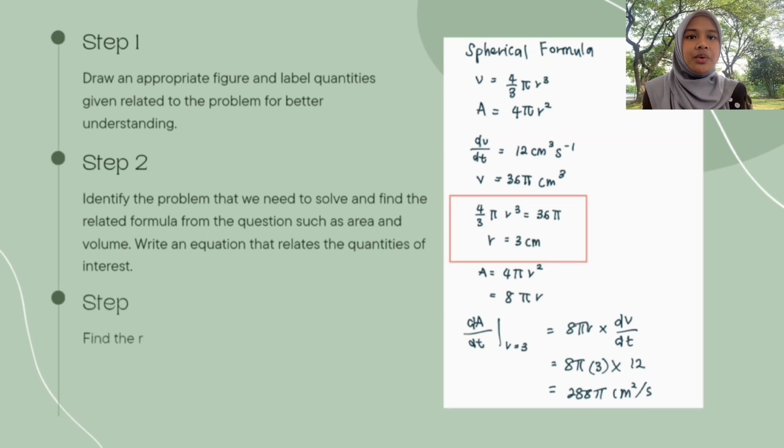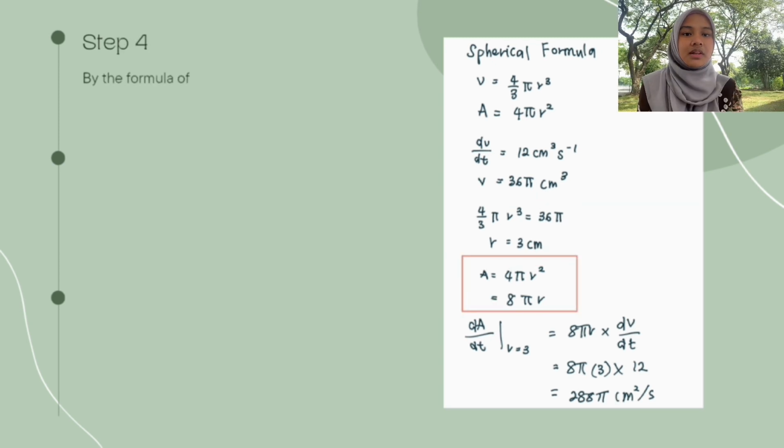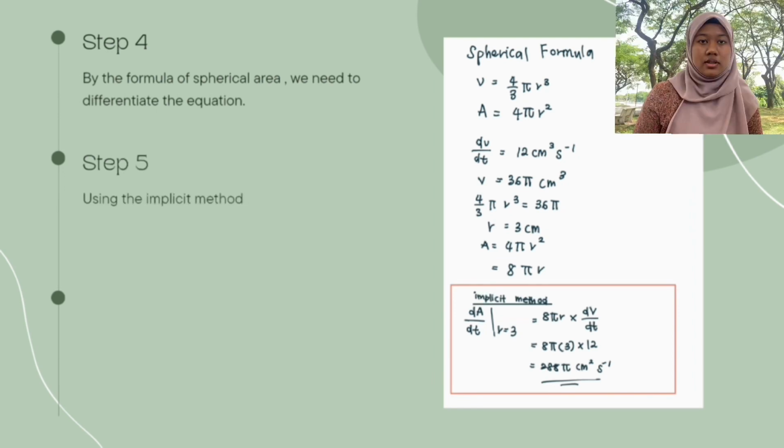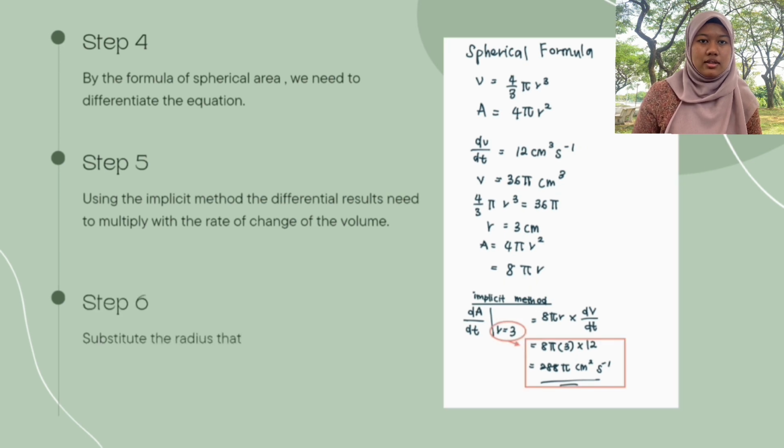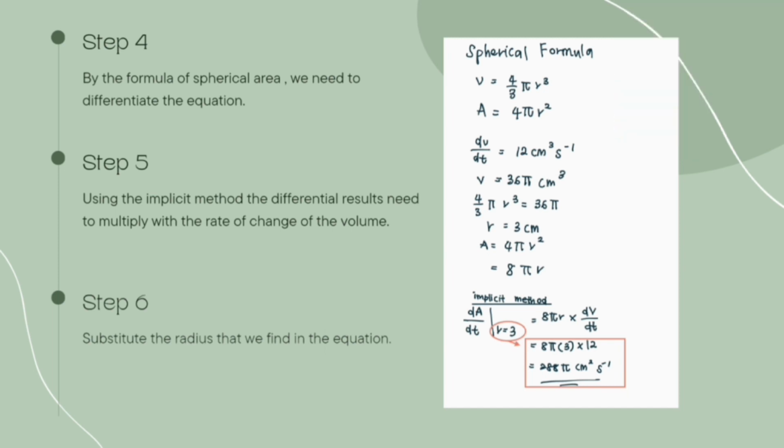Step 3. We need to find the radius from the volume formula given. Step 4. By the formula of spherical area, we need to differentiate the equation. Step 5. Using the implicit method, the differentiation result needs to be multiplied by the rate of change of the volume. Step 6. Substitute the radius that we found into the equation. By that, we can get the final answer.